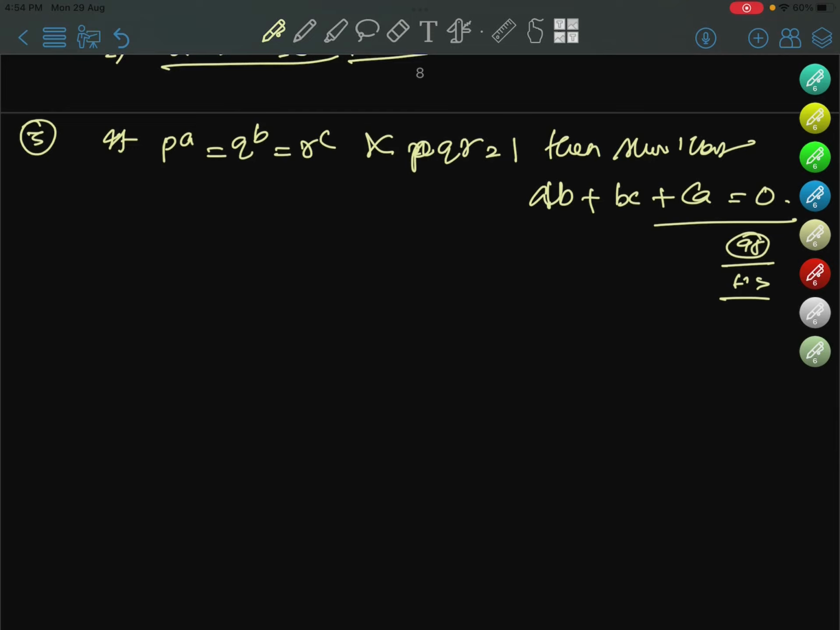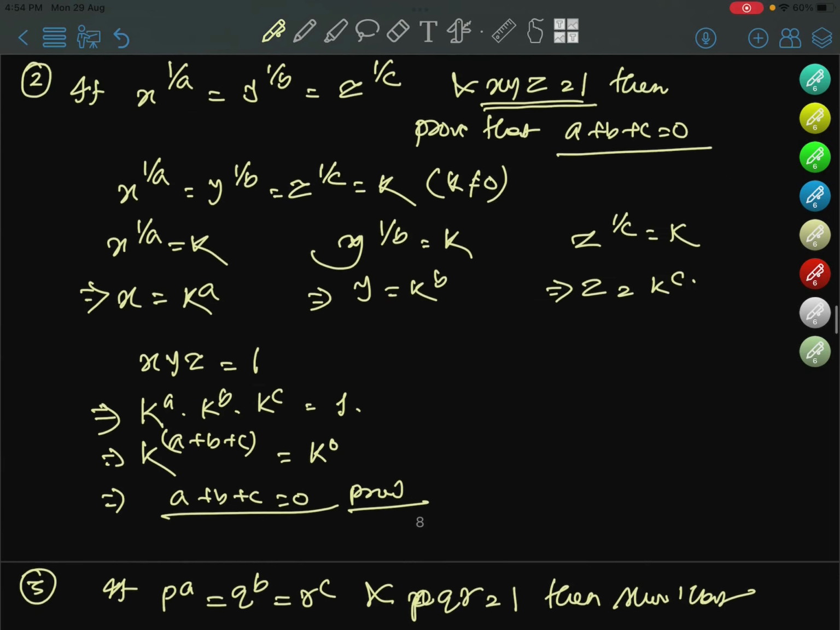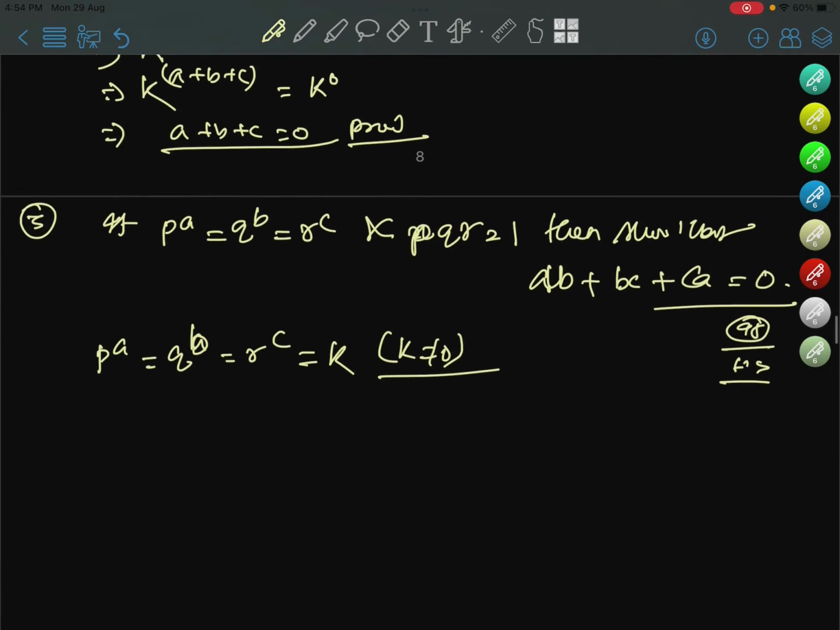Now the proof is again the same way. Let p^a = q^b = r^c = k, and k is not equal to 0. In the previous problem we took x^(1/a) = y^(1/b) = z^(1/c) = k. In this problem p^a = q^b = r^c = k. Now we can write p = k^(1/a), q = k^(1/b), and r = k^(1/c).